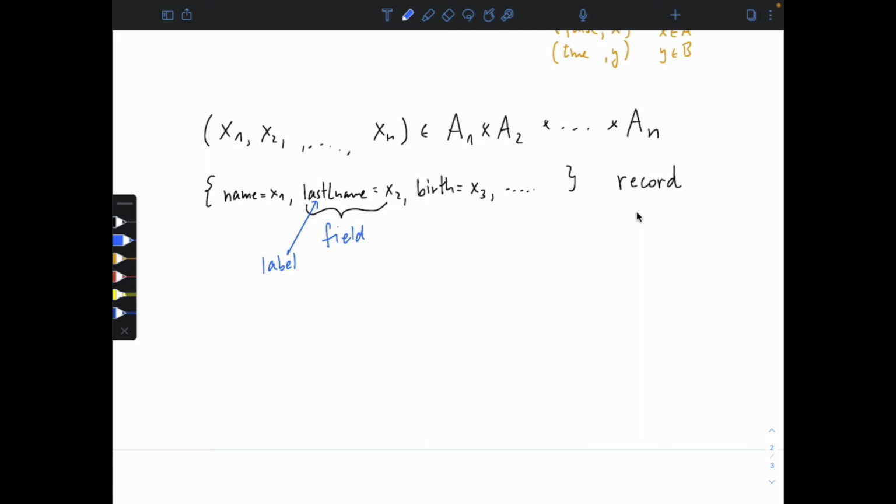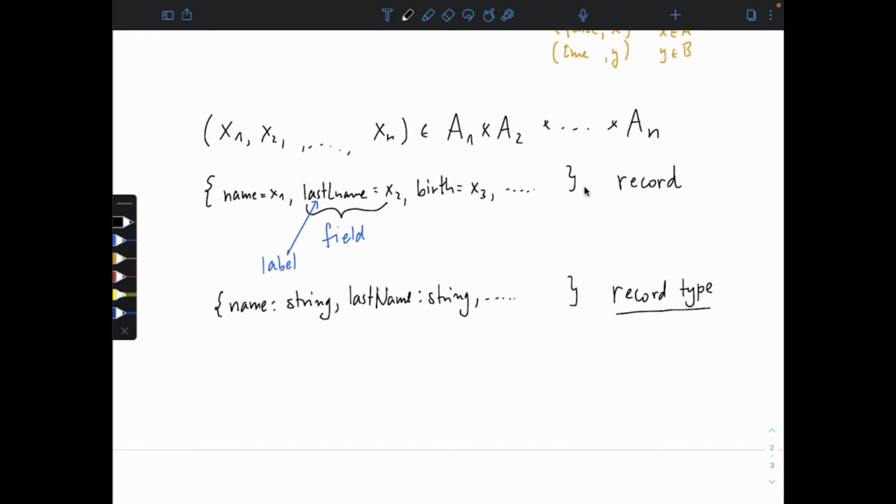A record type describes this structure. The record type will tell you which fields you have, what their labels are, and what their types are. So you will say, aha, I have a field called name, and it's a string, and I have another field called last name, and it's also a string, and so on. So that is the corresponding type. It's describing the values, which are the records.